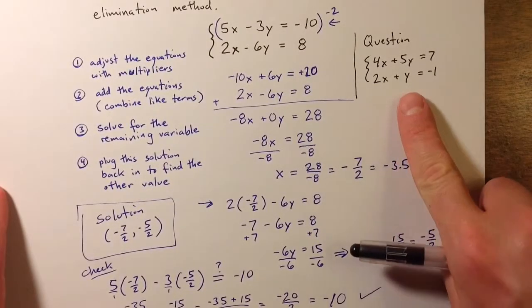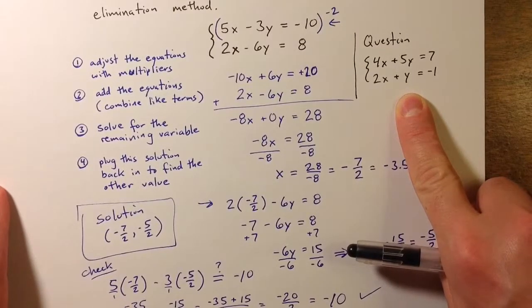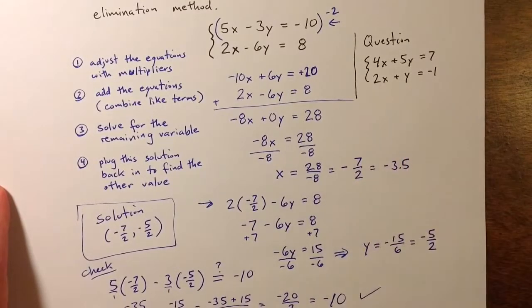I encourage you to take a few minutes to try to think about the following question. Find a solution using the elimination method to the system 4x plus 5y equals 7 and 2x plus y equals negative 1.